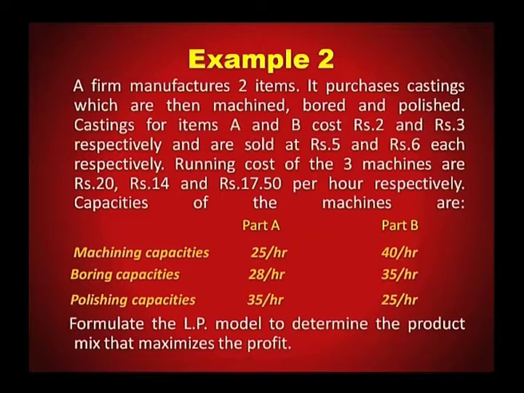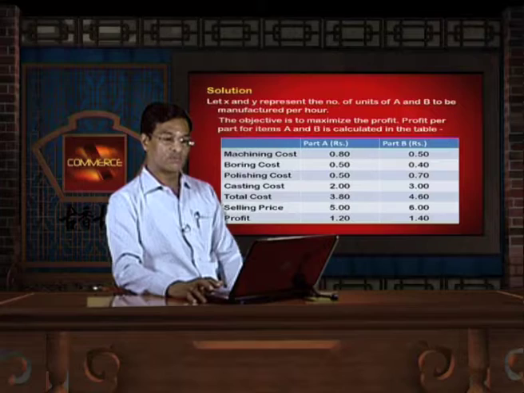Capacities of these machines are as follows: machining capacity is 25 per hour for part A and 40 per hour for part B. Boring capacity is 28 per hour for part A and 35 per hour for part B, and polishing capacity is 35 per hour for part A and 25 per hour for part B. Formulate the linear programming model to determine the product mix that maximizes the profit. Now, we discuss the solution of this problem.